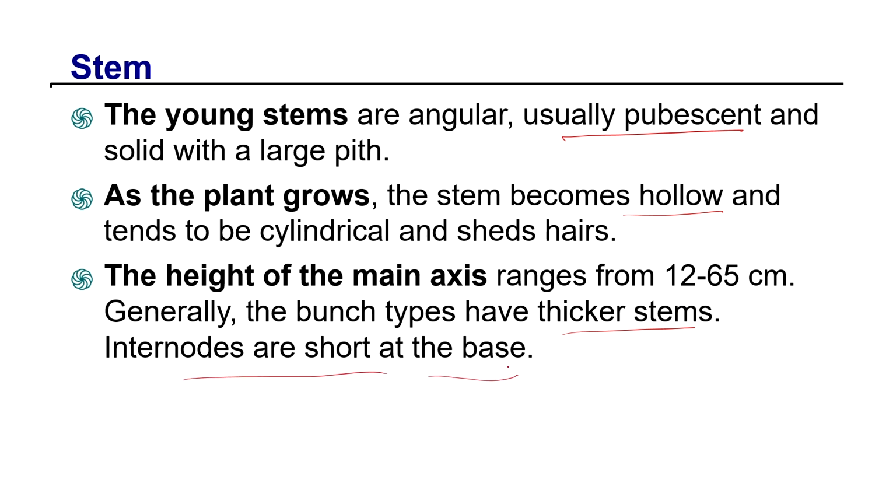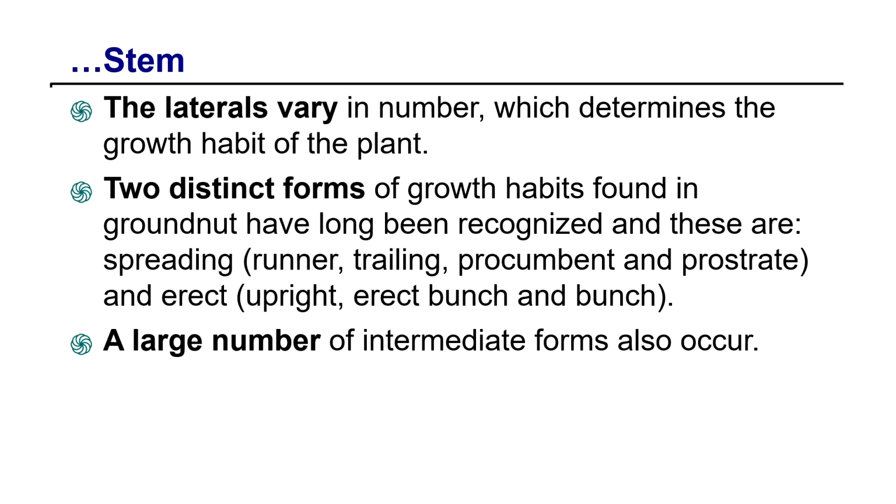So, as you know, the young stems are angular and it is pubescent actually, means it has some hairs. The laterals vary in number which determines the growth habit of the plant. Two distinct forms of growth habit are found in groundnut, have long been recognized, and these are spreading type. It may include runner. In spreading it is runner, trailing, procumbent and prostrate.